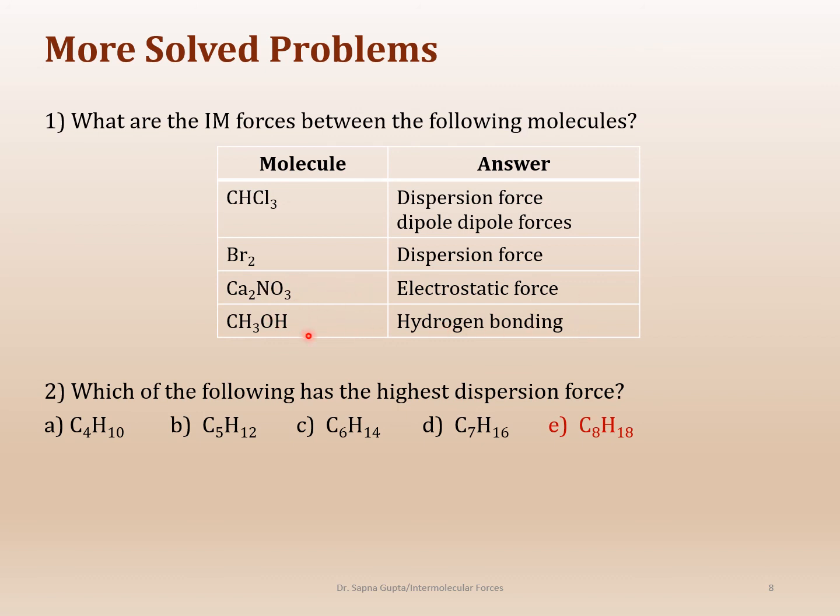Looking at these molecules, the second question: which one has the highest dispersion forces? This is quite simple. All you need to do is look at all of these molecules and see which one has the highest molecular weight. It doesn't tell you anything about the structure of the molecule. It just tells you about how many carbons and hydrogens there are. So that's all you have to choose. Now, if you were being asked about branching and straight chain, then the structure would be shown to you. But in this case, you just worry about the molecular formula. So this is the one that has the highest dispersion force.